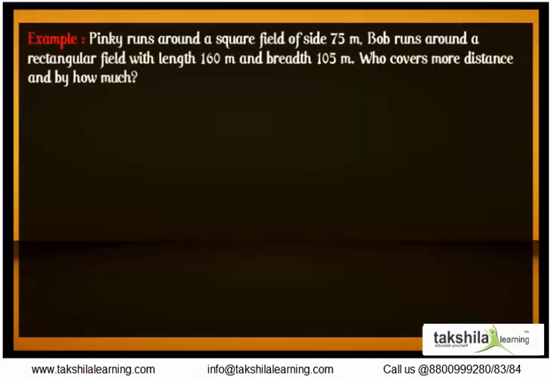Let us take an example. Pinky runs around a square field of side 75 meters. Bob runs around a rectangular field with length 160 meters and breadth 105 meters. Who covers more distance and by how much?